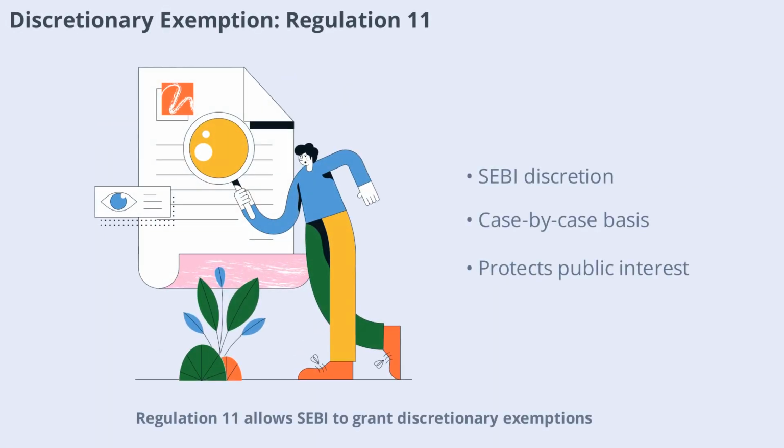Regulation 11 allows SEBI to grant discretionary exemptions from the open offer requirement on a case-by-case basis. This is typically used for internal restructurings or reorganizations that don't affect public shareholders' interests. The exemption is granted only if SEBI is satisfied that the transaction does not warrant an exit opportunity for public shareholders.